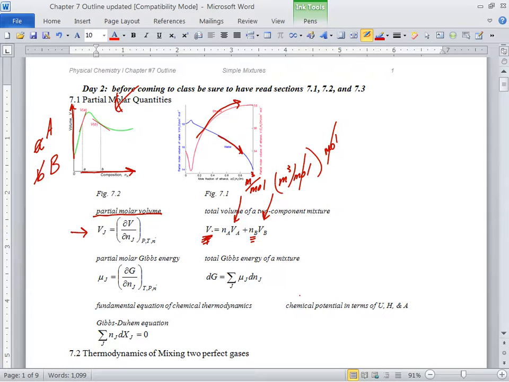Okay. The partial molar Gibbs energy. So how does the Gibbs energy change as you change the number of moles? This is kind of the hidden underworkings with chemical potentials and things, and total Gibbs energy of a mixture. I don't think you're going to use these equations too much, but I thought this one was kind of interesting.